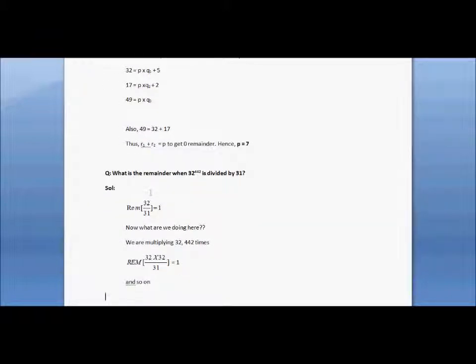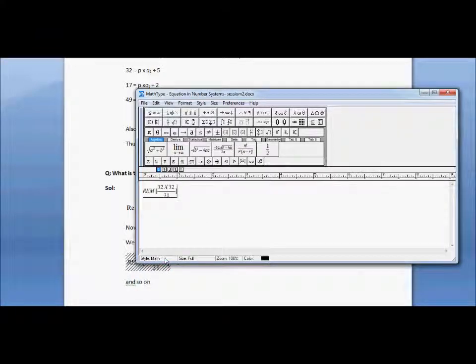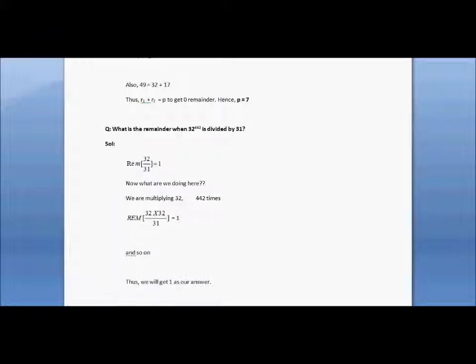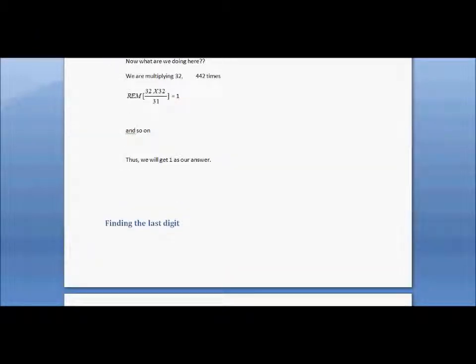The next question says, what is the remainder when 32 raised to some power is divided by 31? Now we know that the remainder of 32 when divided by 31 would be 1, right? Now what are we doing? We are just multiplying 32, 442 times. So what is the remainder when 32 into 32 is divided by 31? It again is 1, right? And so on. We'll find that even if we keep on multiplying, the remainder remains the same, which is 1. Thus we'll get 1 as the answer.